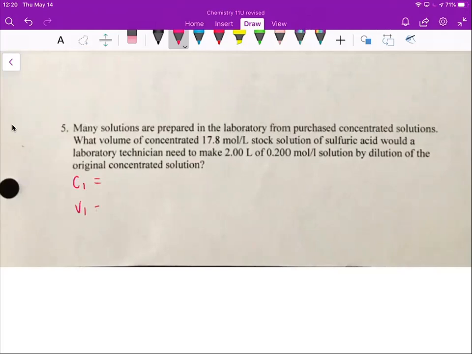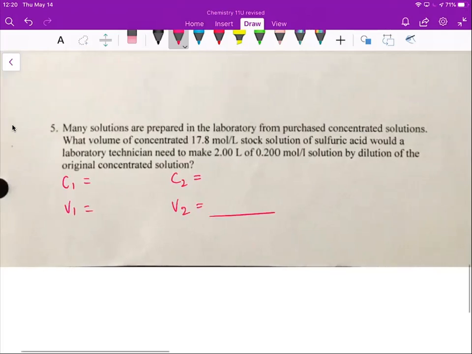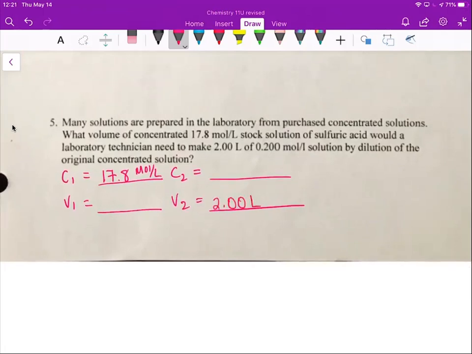C1, V1, C2, V2. I can read these questions and I know exactly what I'm doing. Take a second now, fill in C1, V1, C2, V2. Pause the video or whatever. Did you fill it in? I hope so. Okay, so what volume of concentrated 17.8 mole per liter stock solution? That is C1. That's what I'm originally starting with. Would a laboratory technician need to make 2 liters? Need to make. So they're doing something to it. So it's V2, of 0.20 mole per liter solution by dilution. Okay, also dilution, that's what gave it away. That was C1, V1 equals C2, V2. So what am I solving for?